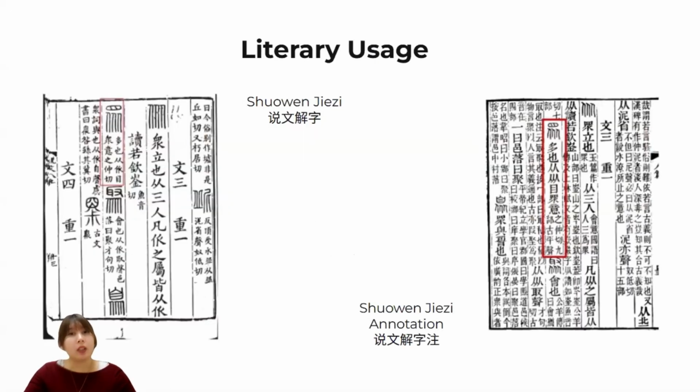We also have a little bit of literary usages in 说文解字 and 说文解字注. Again, it shows the eye, the all-seeing eye, and the people underneath it. And the same goes for the other one, 说文解字注.